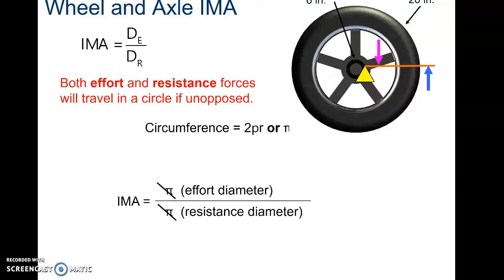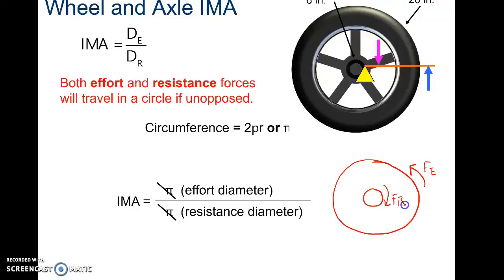When we talk about the IMA for a wheel and axle system, essentially what we're looking at is the effort diameter versus the resistance diameter. Let's say I have a wheel and axle system where my force effort is on the wheel and my force resistance is on the axle. That means your DR would be the diameter of the axle, and the DE would be the diameter of the wheel. Your IMA would just be your DE over your DR.